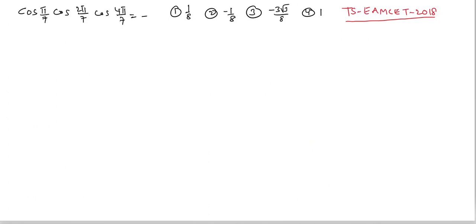Cos pi by 7, cos 2 pi by 7, cos 4 pi by 7 is equal to dash. Option 1 is 1 by 8, second one minus 1 by 8, third one minus 3 root 3 by 8, fourth one. This is a TSM set 2018 question.